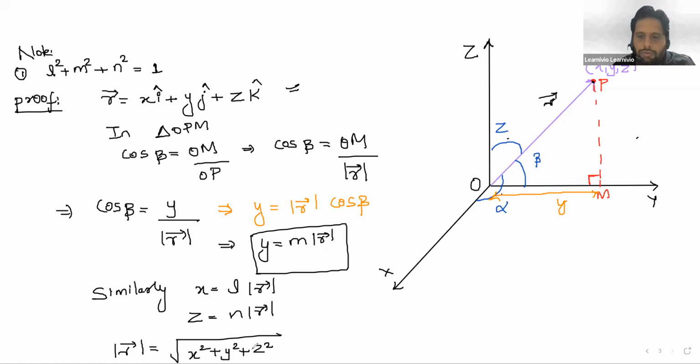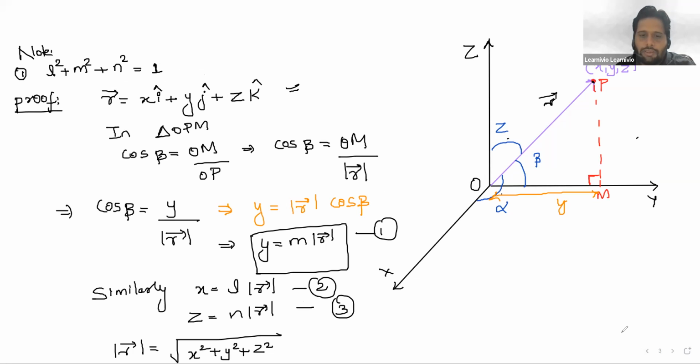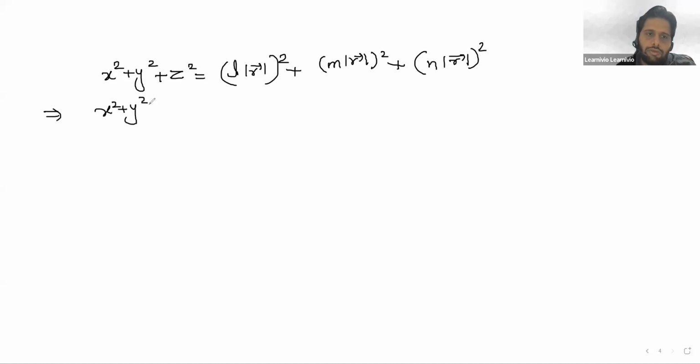Now, magnitude of r is this, and we have these values. We have three values. So x square plus y square plus z square is equal to, x is l magnitude of r, whole square, plus y is m magnitude of r, whole square, plus z is n magnitude of r, whole square. That is magnitude of r square times l square plus m square plus n square.